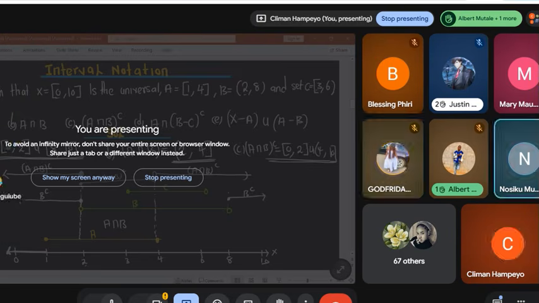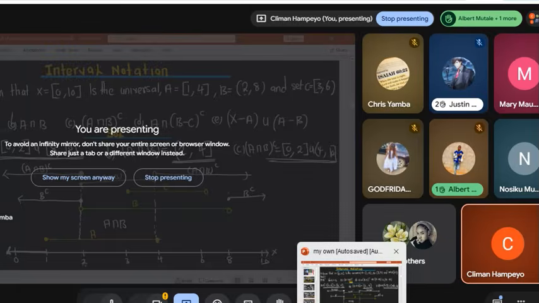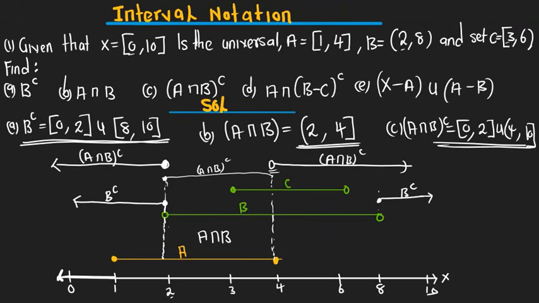Your screen is not available. So what you can do is, for you people that are not seeing the screen, you have the recorded session. I'll send it. Okay. Let's proceed. But you can be listening to what I'm saying. It's very important. We go to the next one.